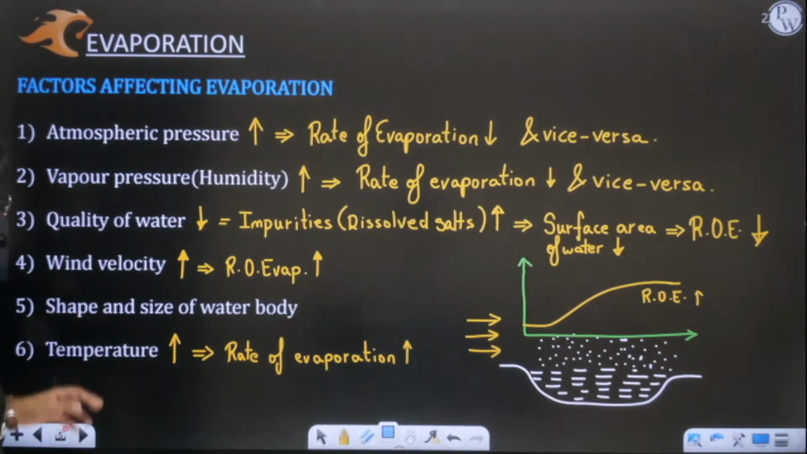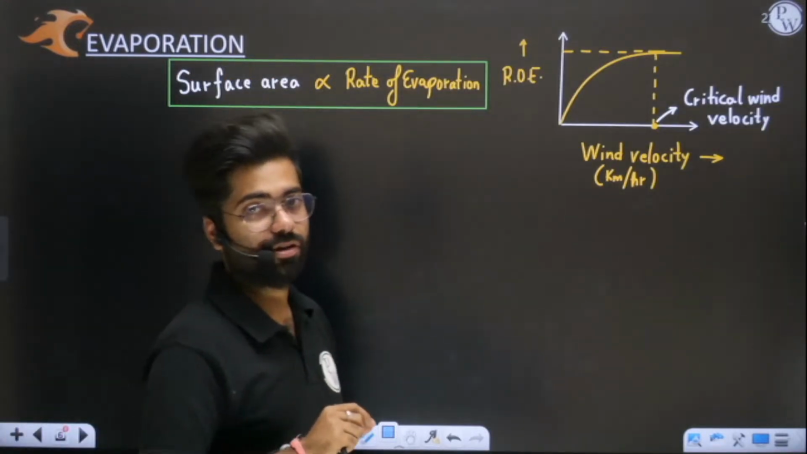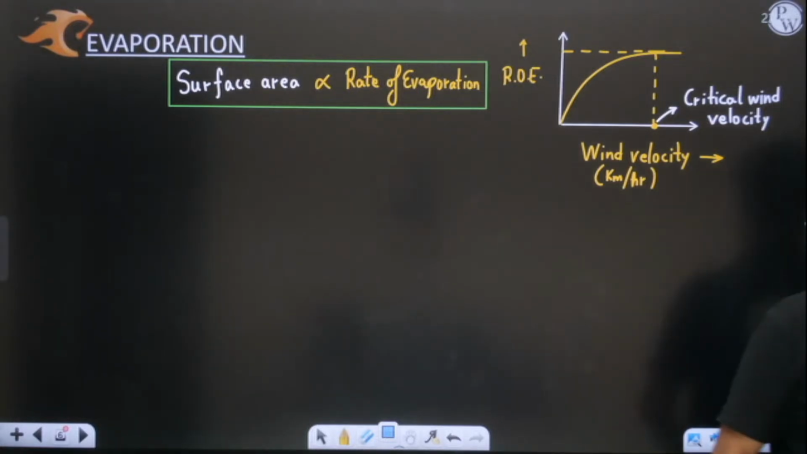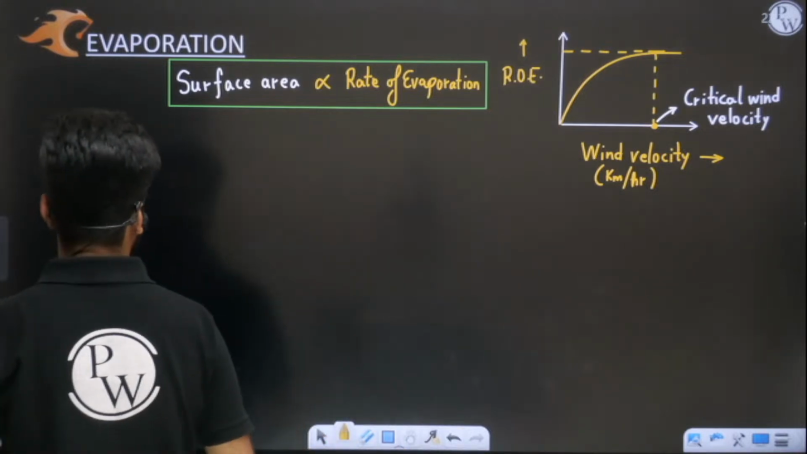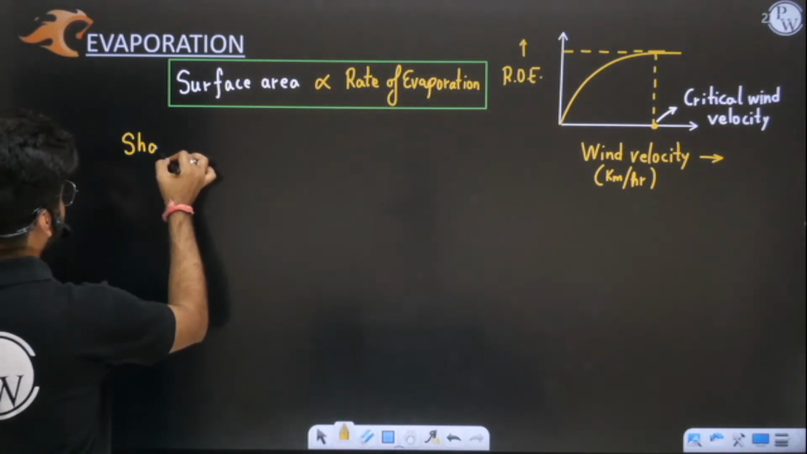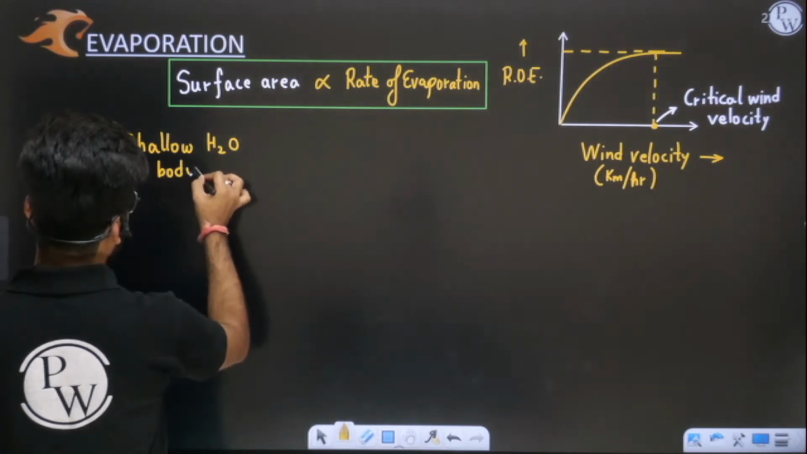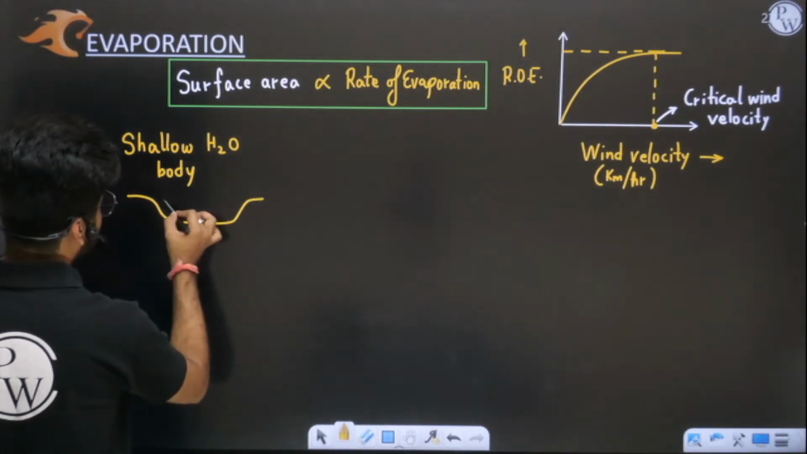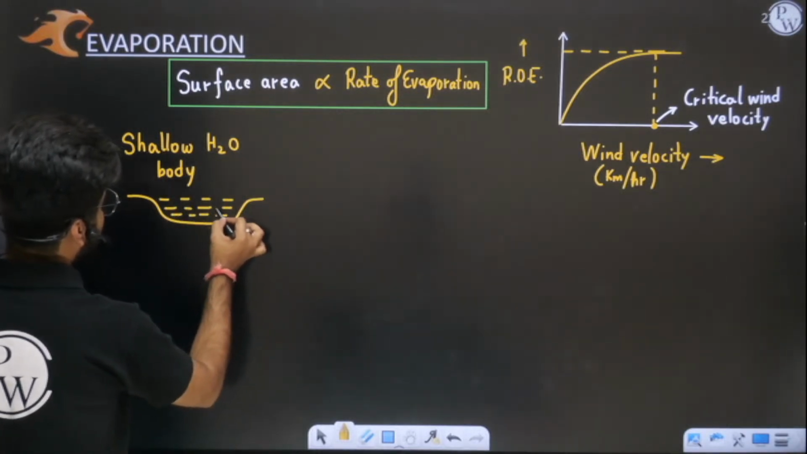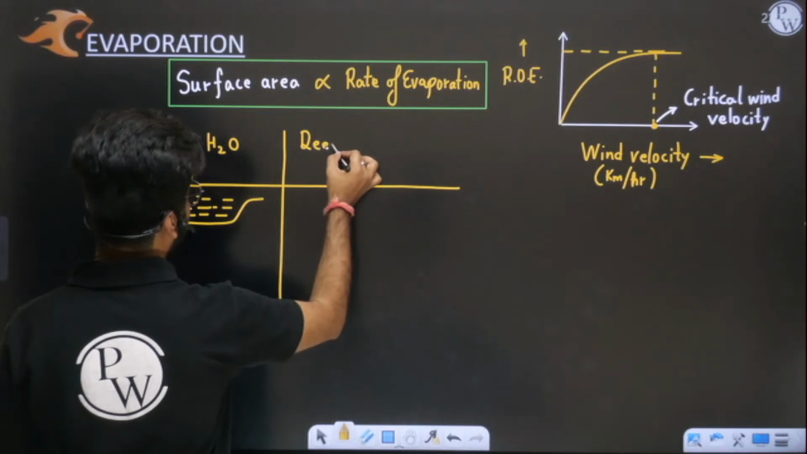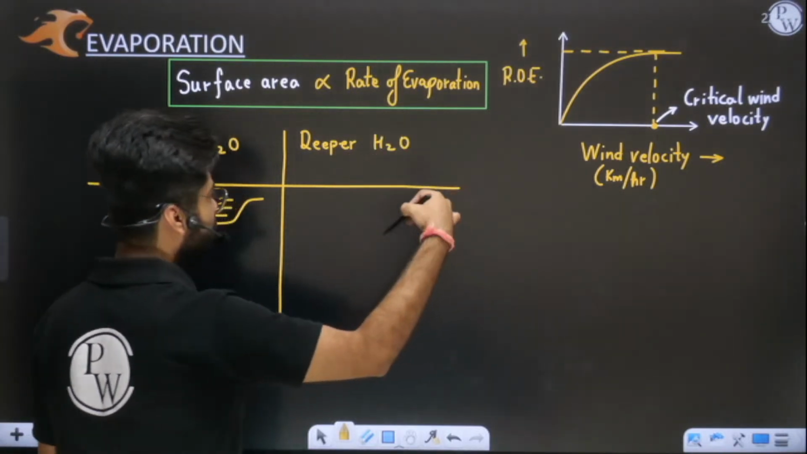We are discussing the fifth point, shape and size of water body. Now you need to understand we have two kinds of water bodies. One water body is shallow and the other one is deep. So let me try to make it here. A shallow water body is simply a water body which does not have too much depth. In comparison to this shallow water body, we have deeper water bodies, such as a deep lake or any kind of sea or ocean.